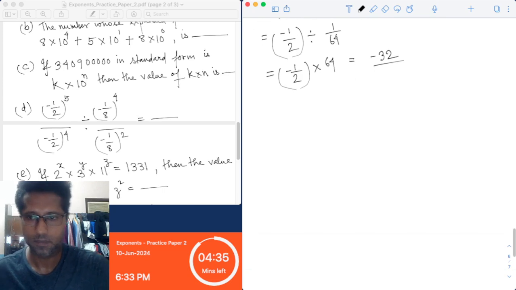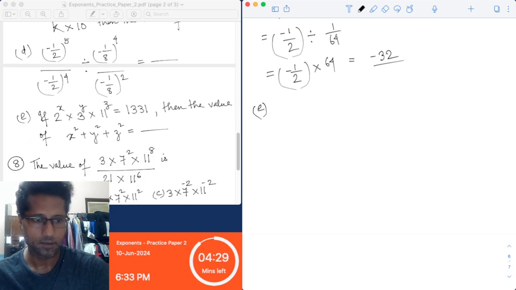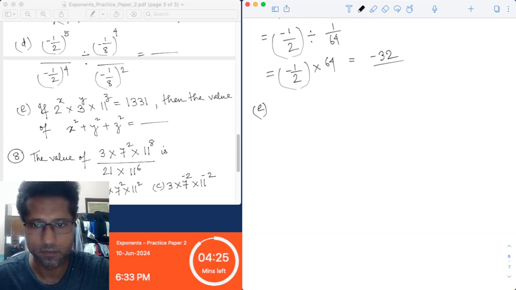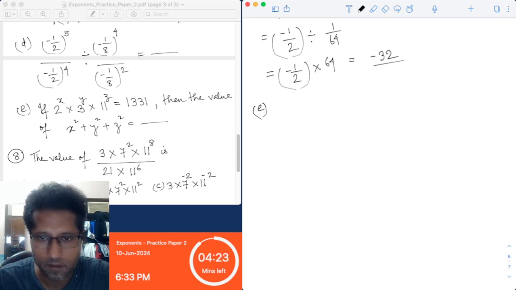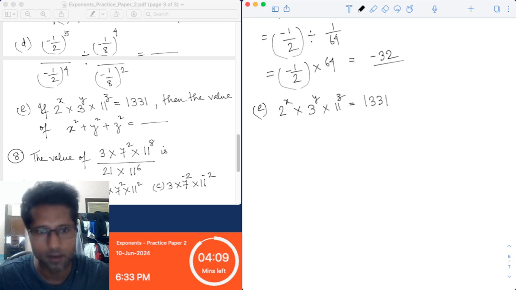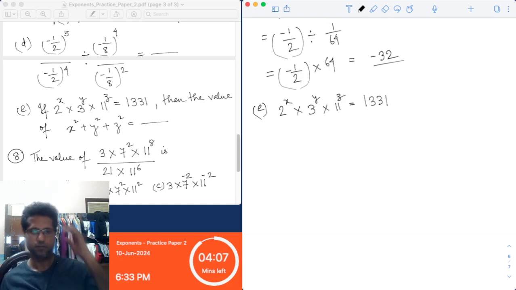Okay. Let's see part E. What is given, let's write down that first. 2 to the power x multiplied by 3 to the power y multiplied by 11 to the power z equals 1331. Then the value of x square plus y square plus z square.